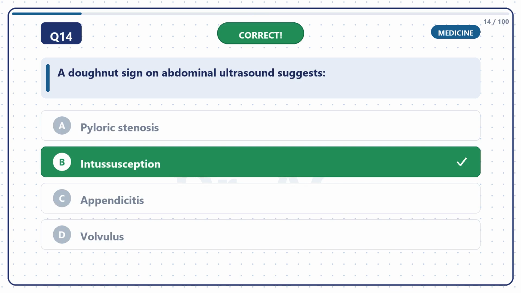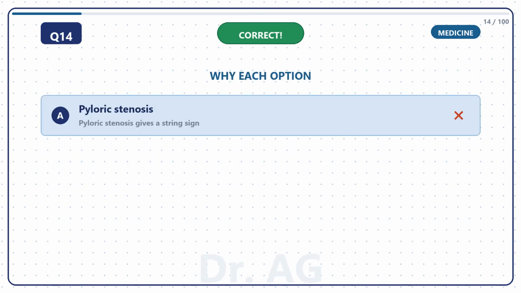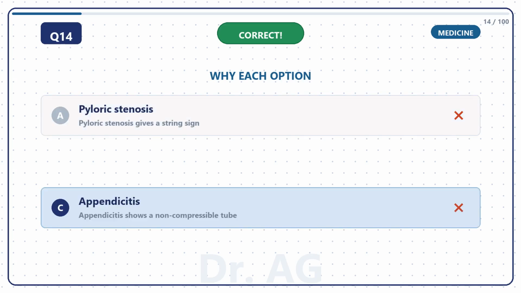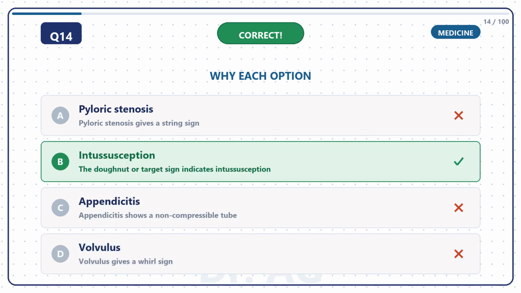The correct answer is option B, intussusception. Let's go through the options. Pyloric stenosis. Pyloric stenosis gives a string sign. Appendicitis. Appendicitis shows a non-compressible tube. Volvulus. Volvulus gives a whirl sign. And the correct answer is intussusception. The donut or target sign indicates intussusception. So, the right answer is option B.